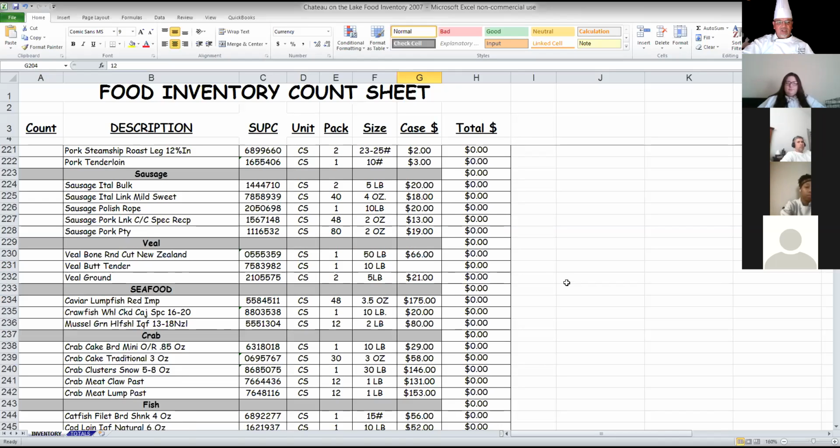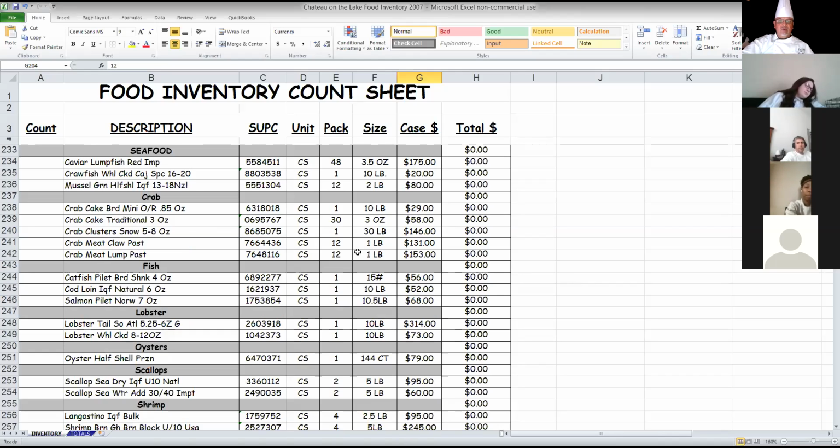Okay. Sausage, veal bones, caviar, crawfish, mussels, crab cakes, crab meat. You want to make crab cakes on your menu. It's a 12 1-pound case. It's $131. So you take 131 divided by 12 divided by 1. That's how much crab meat is going to cost you. Catfish, the same thing. It's about $56 a 15-pound case.